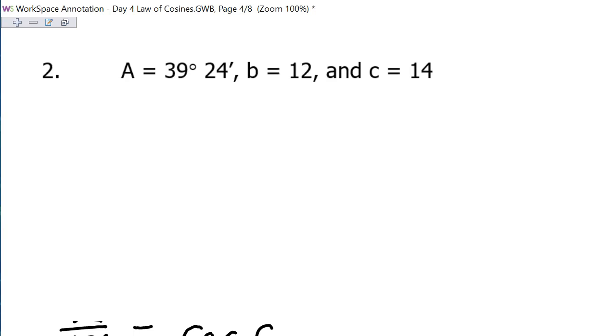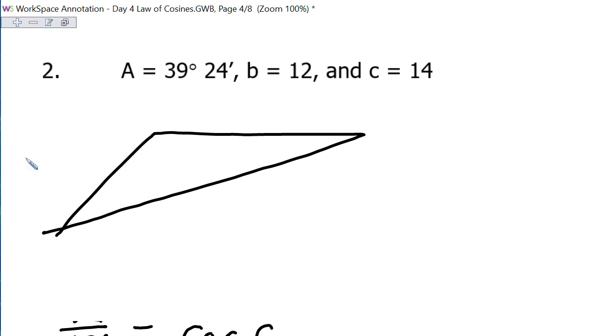Okay, next one, number 2. I'm going to draw myself a diagram. And this time, if you're using degrees and minutes, your answer also needs to be degrees and minutes.